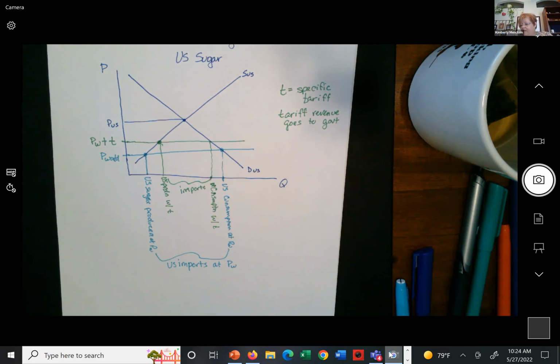So if I gave you a graph, y'all could figure all this stuff out. If I put numbers everywhere, y'all could figure out what the revenue was, what the imports were. If I give you a labeled graph, you could even calculate using your little areas of triangles what the deadweight losses are, all of that stuff. Okay, y'all look confident, guys.